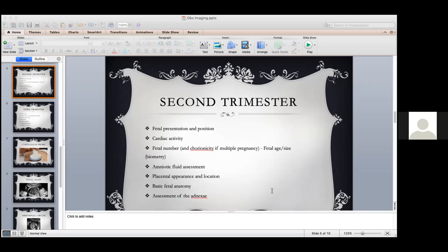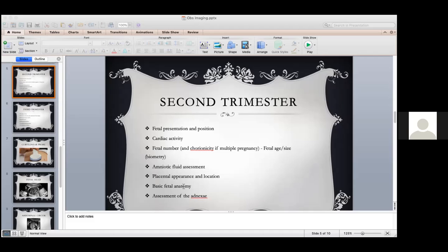So they can be in one sac, but each with its own placenta, or they can be in one sac with one placenta, or two sacs with one placenta. Okay, so you can have monochorionic diamniotic, you can have monochorionic monoamniotic, so whichever arrangement. Then you want to assess the amniotic fluid in the second trimester. Remember, in first trimester, we don't do amniotic fluid index. Then you want to see how the placenta looks like and the location of that placenta.